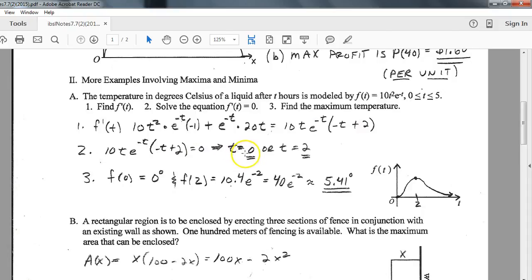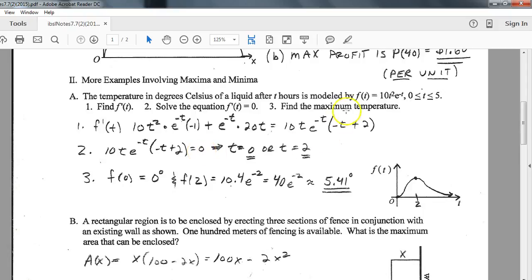So look at the responses that we get here. We get two solutions. One is 0, one is 2. If I check my domain, both of those are within the stated domain, so both of those are okay to use. Now they're looking for the max temperature, so here's where we apply the result that we just found. Notice I'm not plugging these back into the derivative. If I did, I already know that's going to give me 0. That's not what we're looking for.